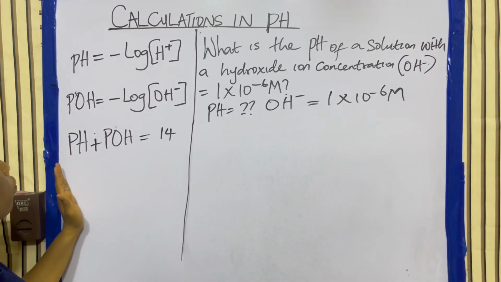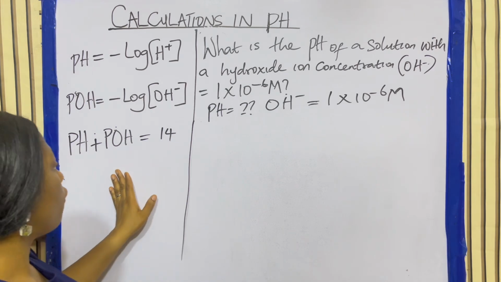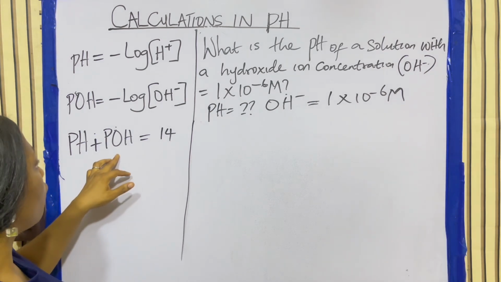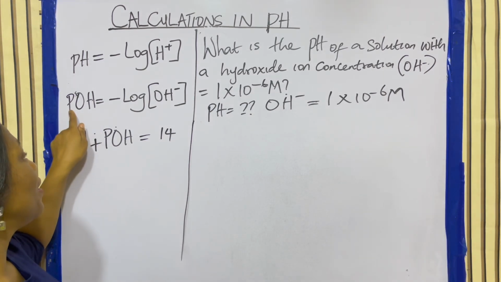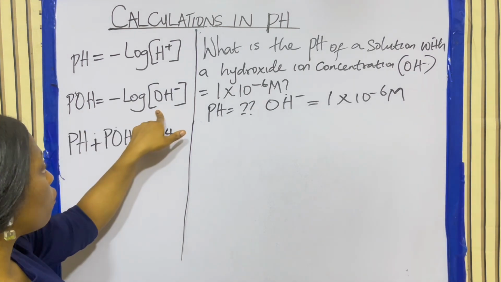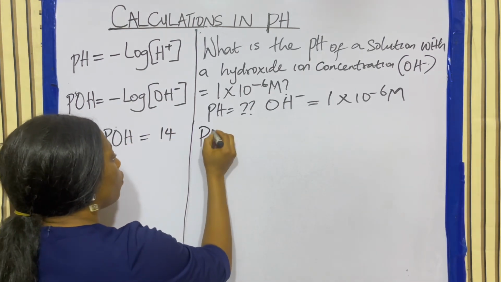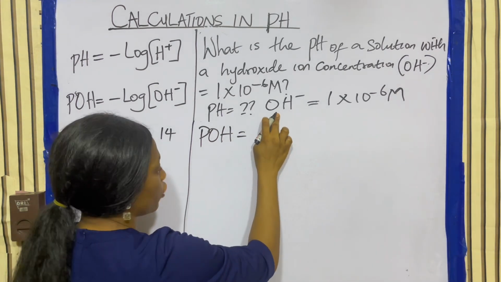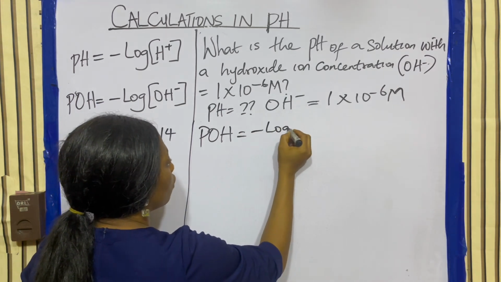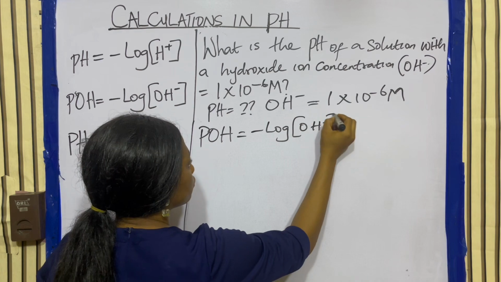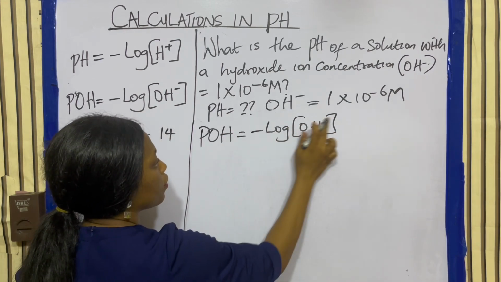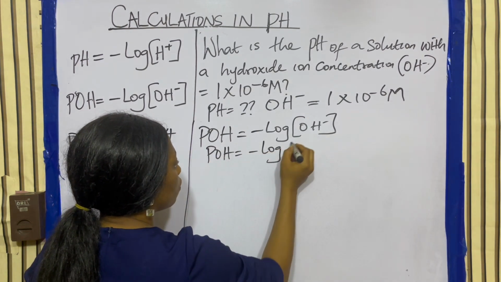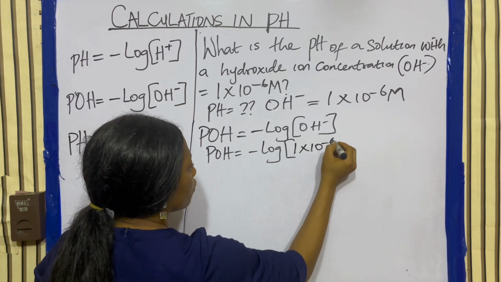So what's the next thing to do? Looking at these formulas, which one do you think is the best? First of all, we will be using two formulas to solve this question. First of all, we are going to use this formula to find the pOH. So that will be pOH is equal to, because we are given the OH here, pOH is equal to minus log OH. So wherever you see OH, you exchange it with this. So pOH is equal to minus log 1 times 10 raised to power minus 6.